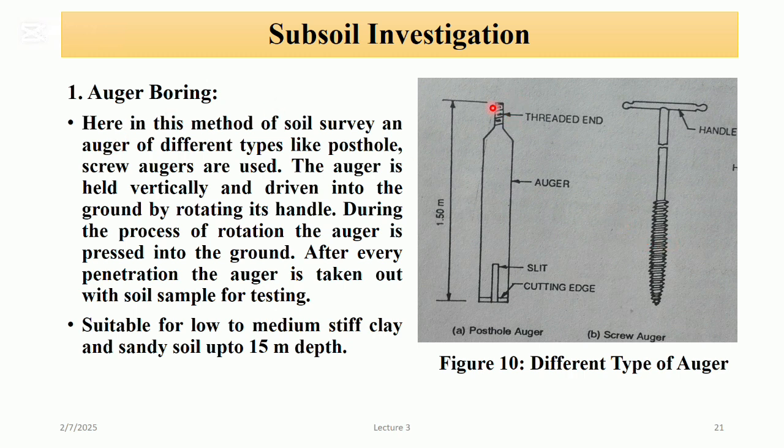Auger boring. In this method of subsoil investigation, we use different types of augers, such as post hole auger and screw auger. We erect the auger vertically, and by rotating the handle of the auger, the auger is driven into the ground. After some penetration, we pull out the auger and get the sample for investigation.